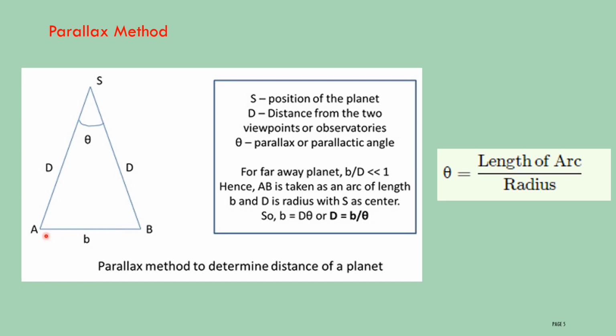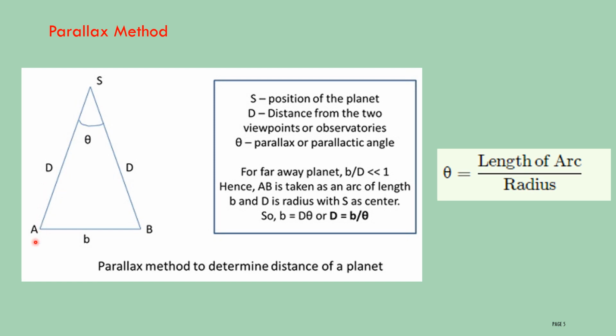If you want to measure the distance to a far point, you have to use the parallax method. In this parallax method, normally we consider two viewpoints. Here also we are considering two viewpoints A and B on the surface of the earth. This planet and earth are too far from each other. Then S is considered as the center of the circle, and D gives the radius of the circle.